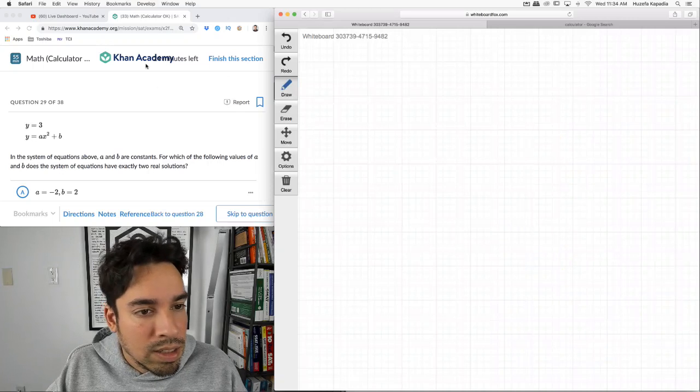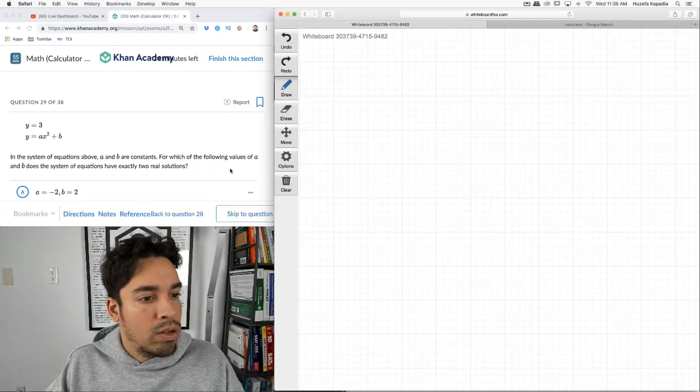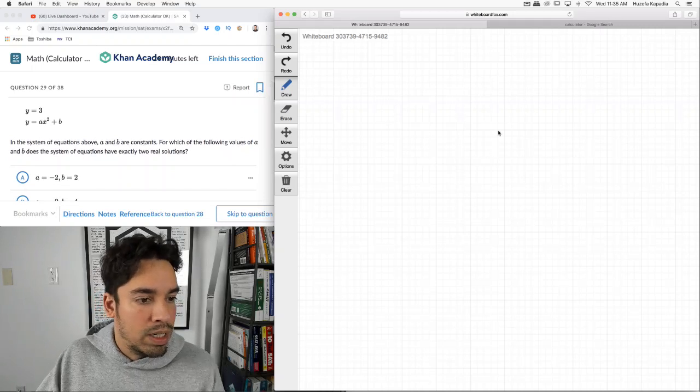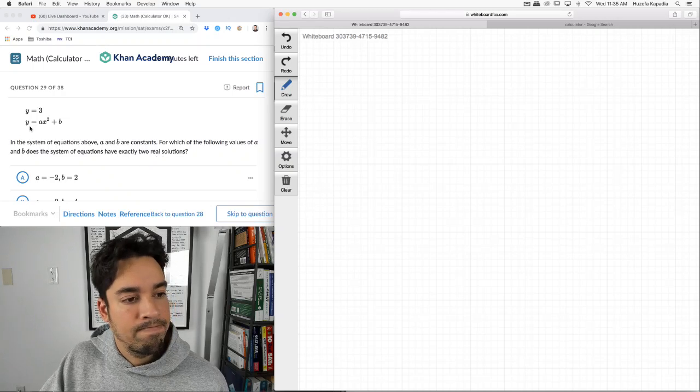So you can see it says 24 minutes left. It gets weird because I've zoomed in. Okay, y equals 3, y equals ax squared plus b. In the system of equations, a and b are constants. For which of the following values of a and b does the system have exactly 2 real solutions?